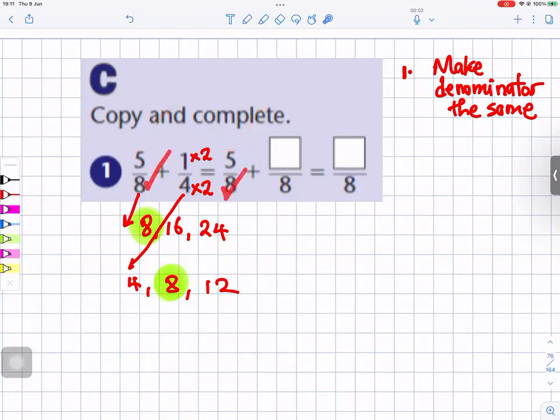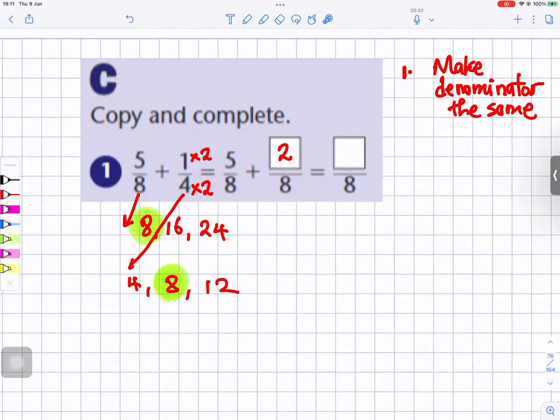The 8 stays the same. We do 1 times 2. What's 1 times 2? 2. And what's 4 times 2? 8. So the 8 goes there. Now that the denominator is the same, it's 8 and 8. What do we do next?